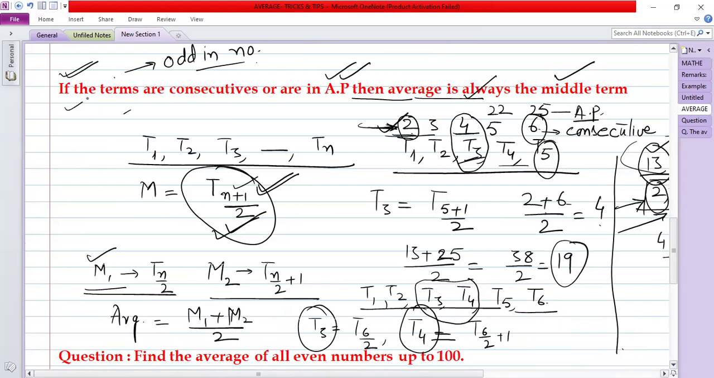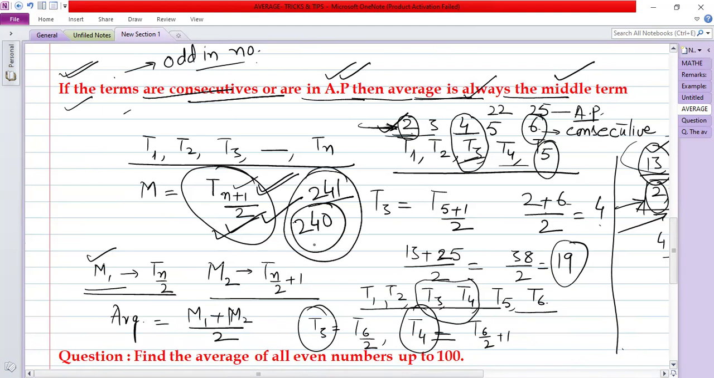So that's why if the terms are consecutive or they are in AP, then the average is always the middle term. And here is the formula to calculate the middle term. Particularly, this formula is more useful if our number of terms is large. For example, say there are 240 terms, or 241 terms. If the number of terms is large, then this formula will be good. Otherwise, if the number of terms is small enough, then we can find the middle term merely by inspection.